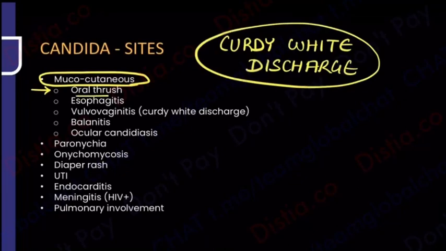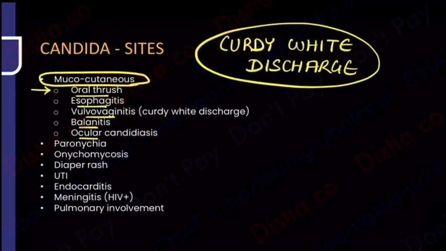Go below the oral cavity, you have the esophagus. That can happen in the esophagus. Or at all other mucosal sites in males and females. In females, you have vulvovaginitis. In males, you have balanitis. Then, of course, eyes can be affected, ocular. So, like I said, gradually you will realize all organs are affected.